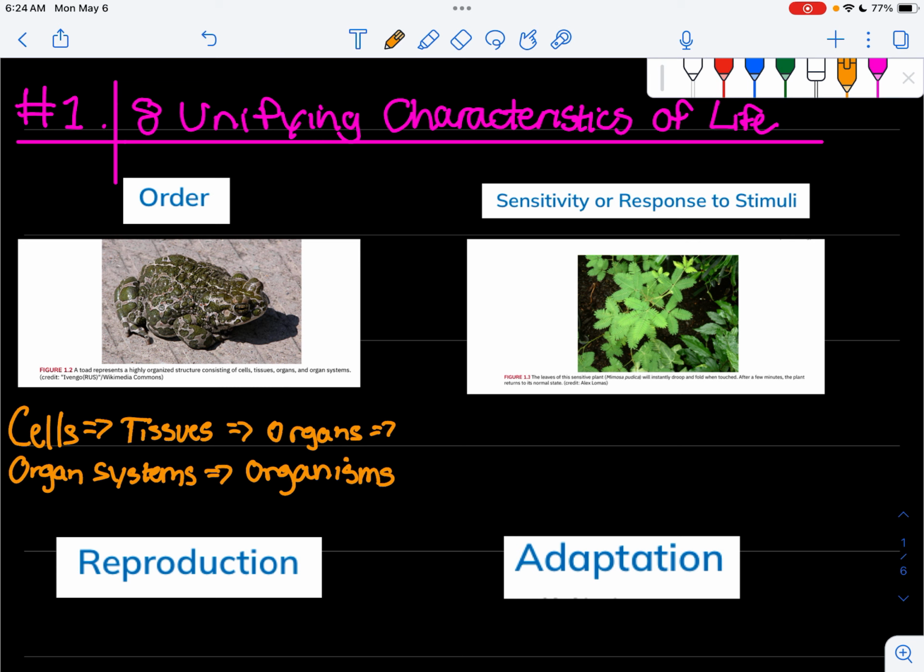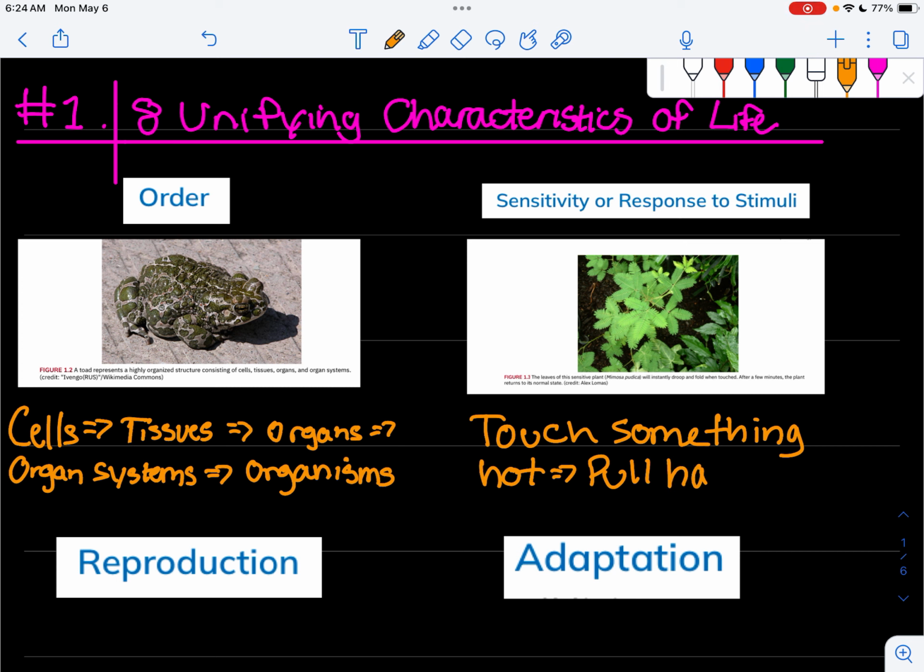So if we were to, again, make this an example about ourselves, maybe you accidentally touch something hot. What do you do? You pull your hand away, right? That's called the withdrawal reflex. Not important, but we're having a response to external stimuli. So if you touch something hot, you pull your hand away.